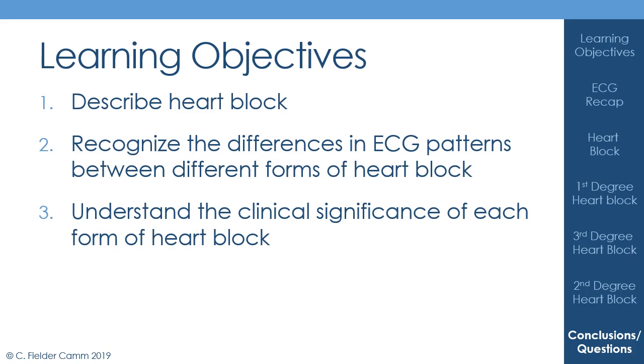And we've gone through and described the clinical significance of each form of heart block. Essentially, it gets worse the higher the number. So first-degree heart block is generally benign. Third-degree heart block definitely needs pacing. Mobitz type 2, that worst form of second-degree heart block, also probably needs pacing. And the Wenckebach form of second-degree heart block is probably pretty benign.